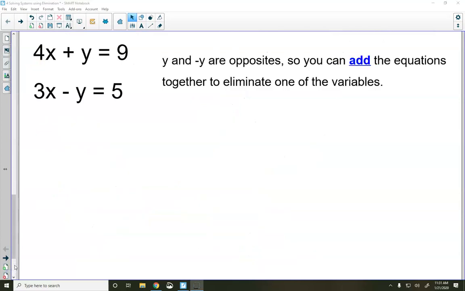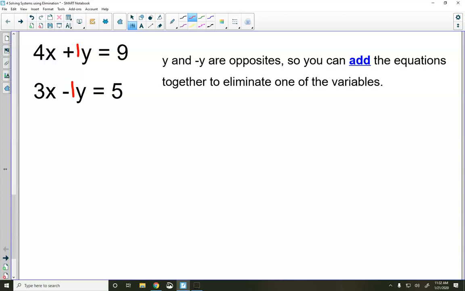Okay. Now we're going to try another problem. It's a little bit different. We have 4x plus y equals 9, and 3x minus y equals 5. Okay? We see that the coefficients of x are 4 and 3, so they're different. We see that the coefficients for y are 1 and negative 1. So they're different, but they're similar, right? They're opposites. They're both 1, they're just opposites.